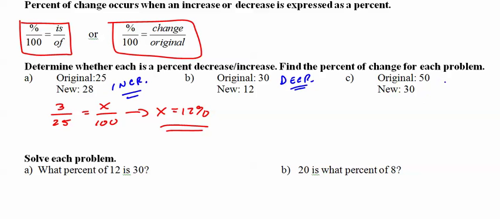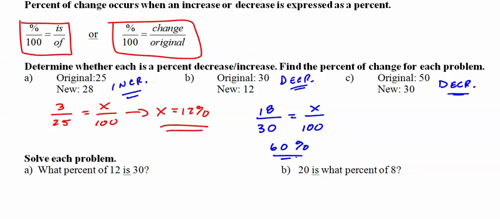And original 50, then new is 30, so that's also a decrease. So it's gone down 18 from the original 30. So it's going to be something out of 100. We'll cross multiply, and I believe we get 60%. And again, that's a decrease.